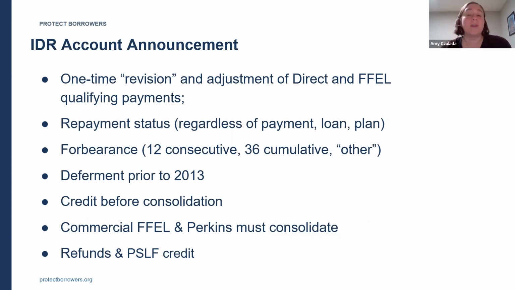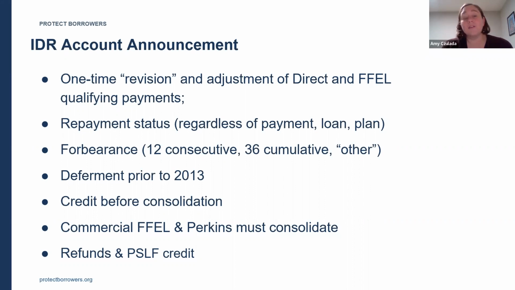And in addition to providing borrowers working in public service with the opportunity to gain credit towards PSLF through this, the IDR account adjustment also offers all borrowers, including public service workers, an additional set of protections. That is credit towards debt cancellation for extended periods of forbearance and deferment. So essentially, if you've had up to 12 consecutive months of forbearance or over 36 cumulative months of forbearance, those will count. And then any deferment that happened prior to the year 2013, excluding in-school deferment. So if you were in school and you had your loans deferred because you have in-school deferment, those won't count, but any other deferment that happened prior to the year 2013 will count.